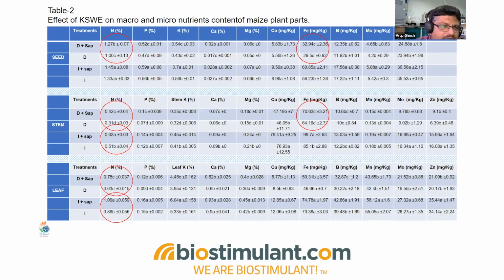So these are four different conditions created, use and non-use of the biostimulant under drought and irrigated conditions. So what we found is that nitrogen content in the plant parts, whether it is seed, stem or leaf, improved invariably by application of SAP both under drought as well as irrigated conditions. Likewise, iron content was also increased. So there we thought that there might be some correlation why it is happening, and that's why we zeroed in on this transcriptomics approach.